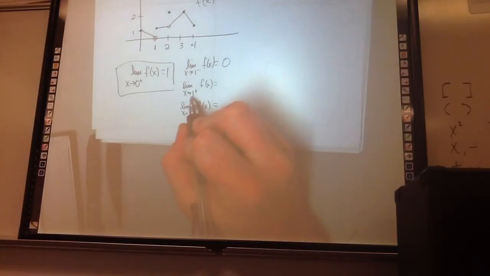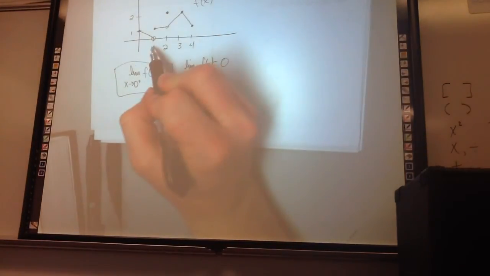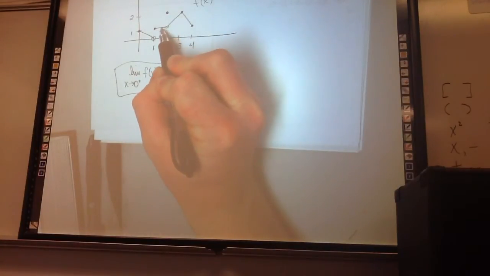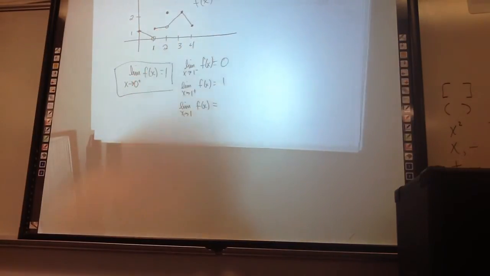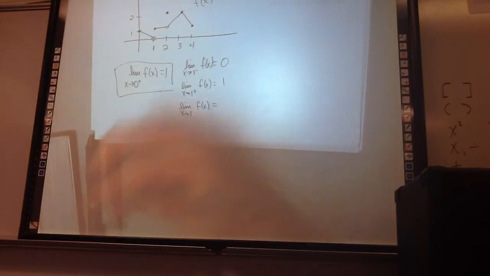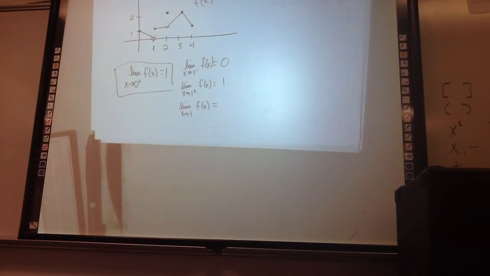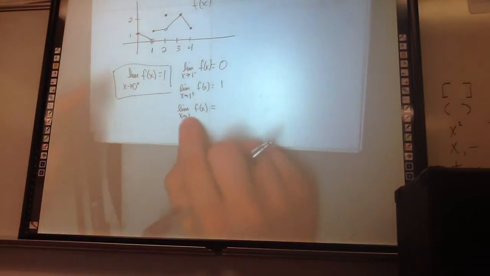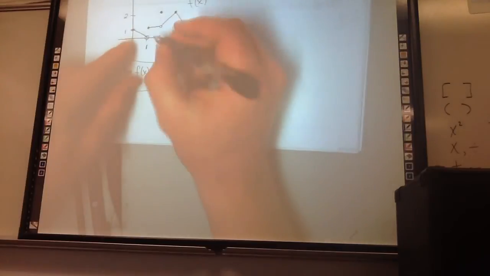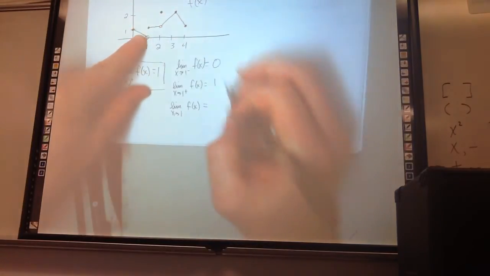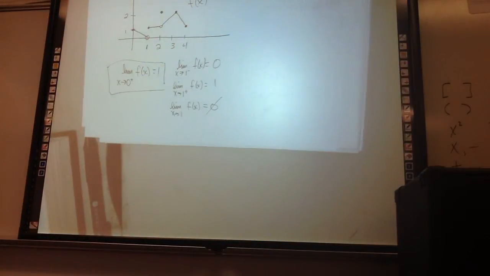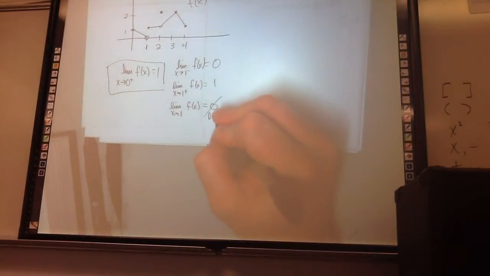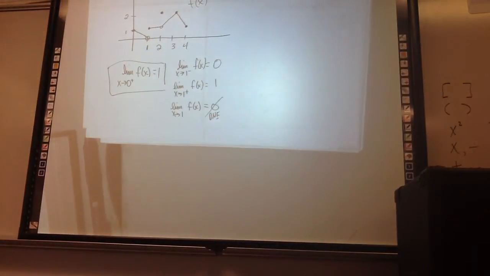What's the limit as x approaches 1 from the right? It's 1, because as I get close to 1 from the right, y is getting close to 1. So I'm getting different answers whether I come from the left or from the right. This is the two-sided one, from both sides. 1 and 0. If you get a different answer from the left and from the right, they approach different things, so the two-sided one has no answer.